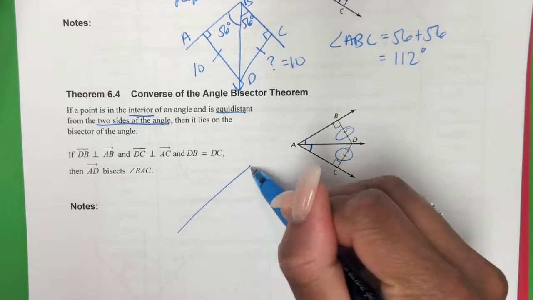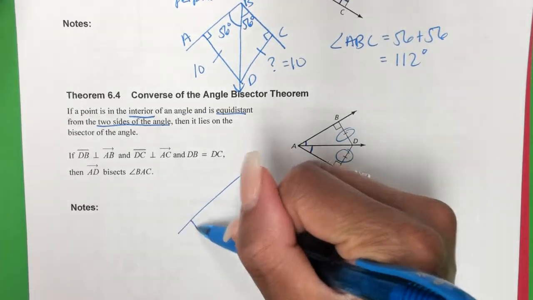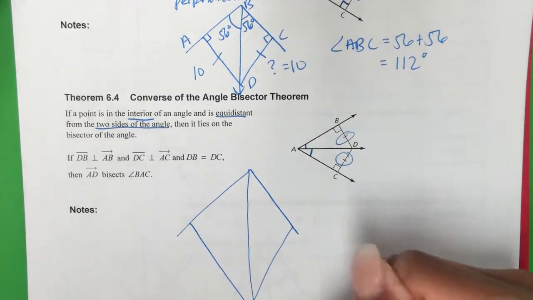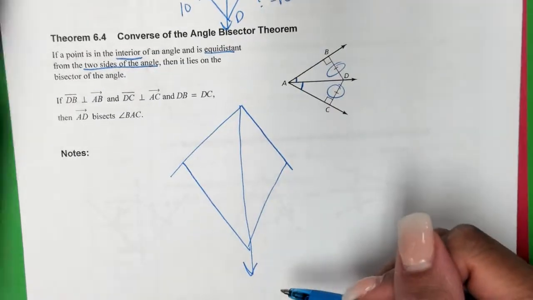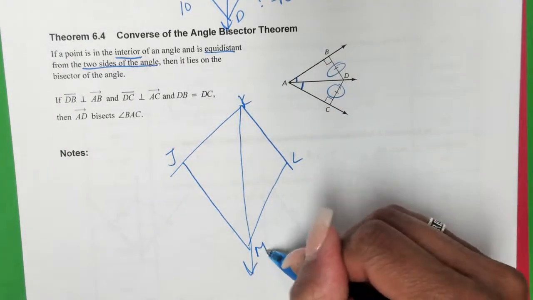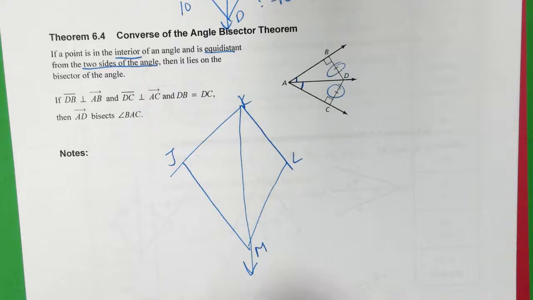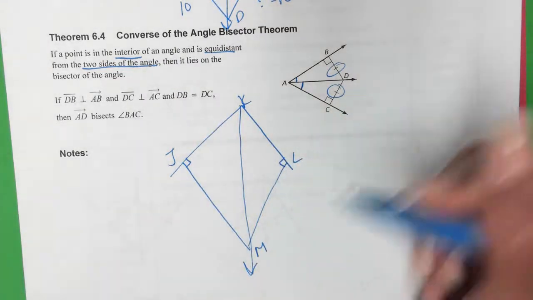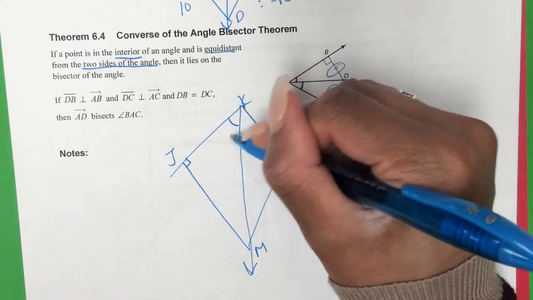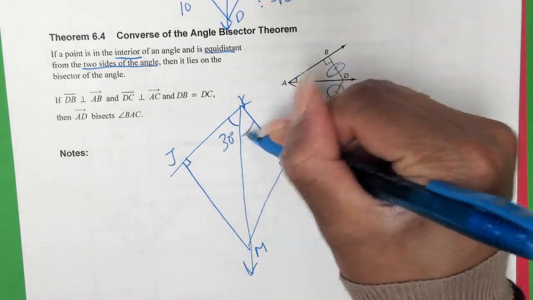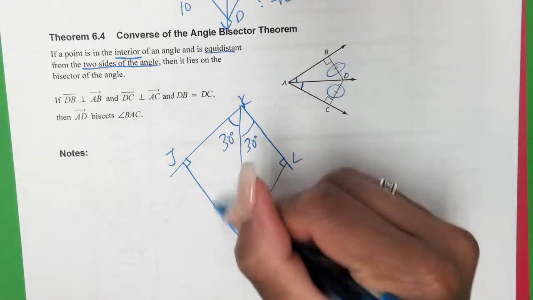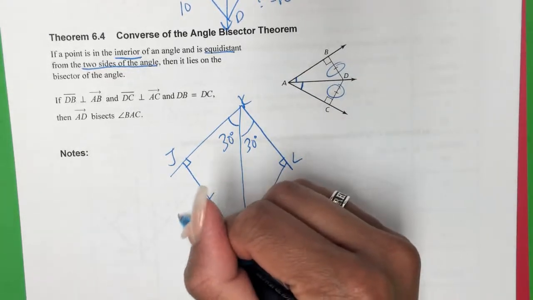So let's say I had a figure very similar to the first one I drew. No, it is not drawn to scale. So I have J, K, and L, M. KM is the perpendicular bisector. So if JKM is 30 degrees, what is MKL? Also 30 degrees.